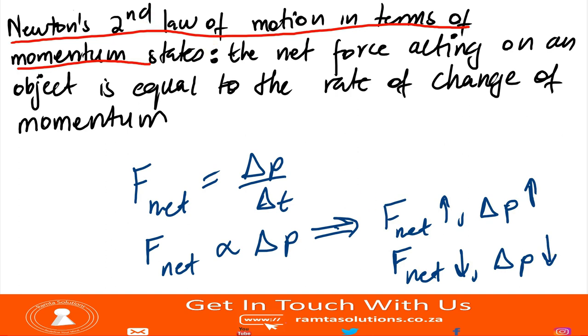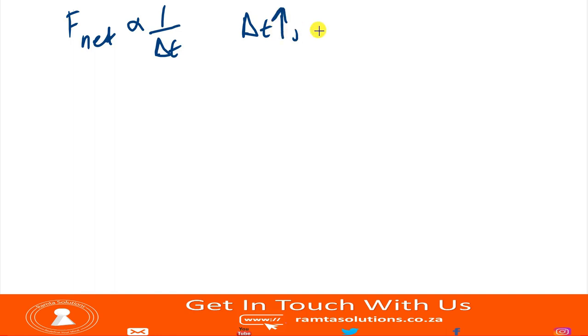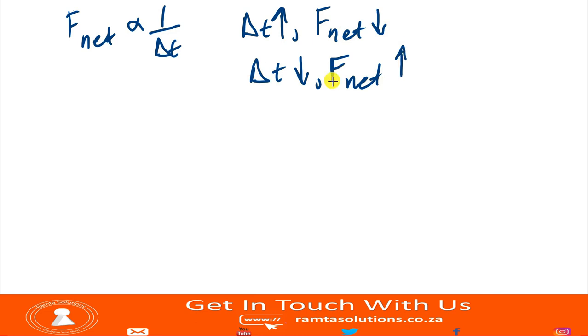Okay. In the same way, let me go to the next page. F net, as you can see, is inversely proportional to delta T. What does it mean? If your delta T increases, F net decreases. If your delta T decreases, F net increases. You're going to see the application of this in the last video that talks about safety. When we talk about safety, you're going to see the beauty of this formula.